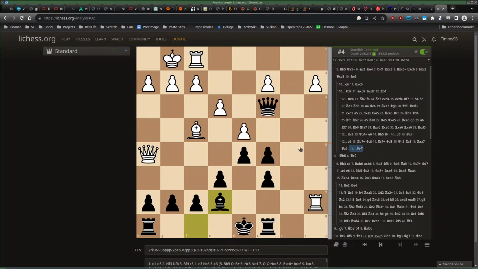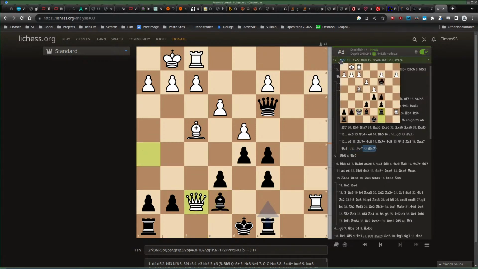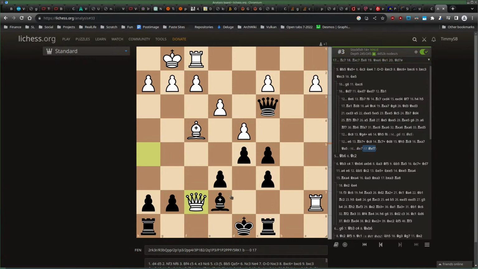Mate in 4? How? Queen takes here. Oh, threaten to take my... Oh, yeah, okay. Anyway, I can still defend it. No problem. It's suddenly mate in 2. Queen takes e6. Yeah, threatens a mate here. c4. Give up.